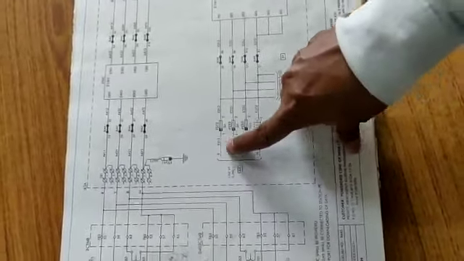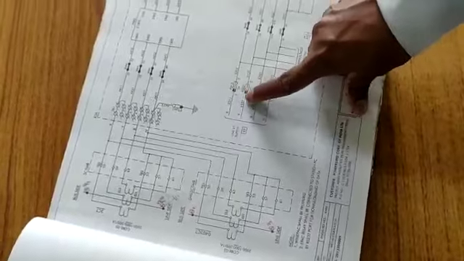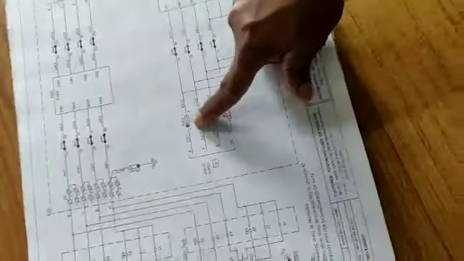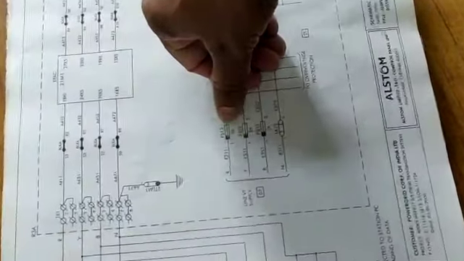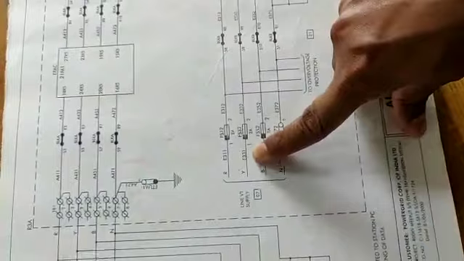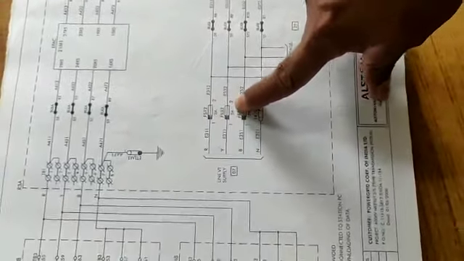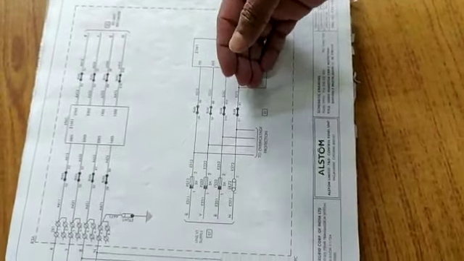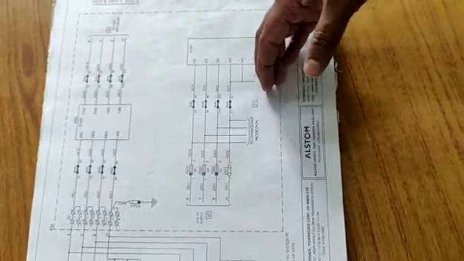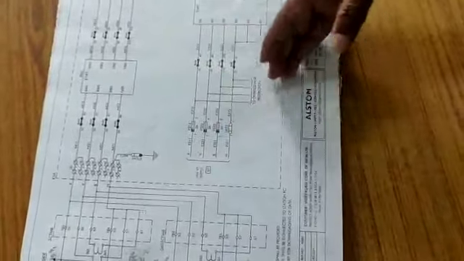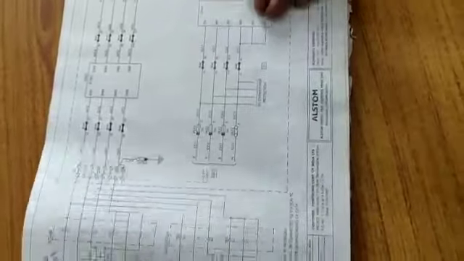From that page we have 4 wires: R phase, Y phase, B phase and neutral. This FS designates the fuse, and these individual CVT wires are connected through a fuse directly to the relay, and this is important: this connection is required only if you are using a distance protection. If you are not using distance protection, then you don't need any CVT connection in your relay.